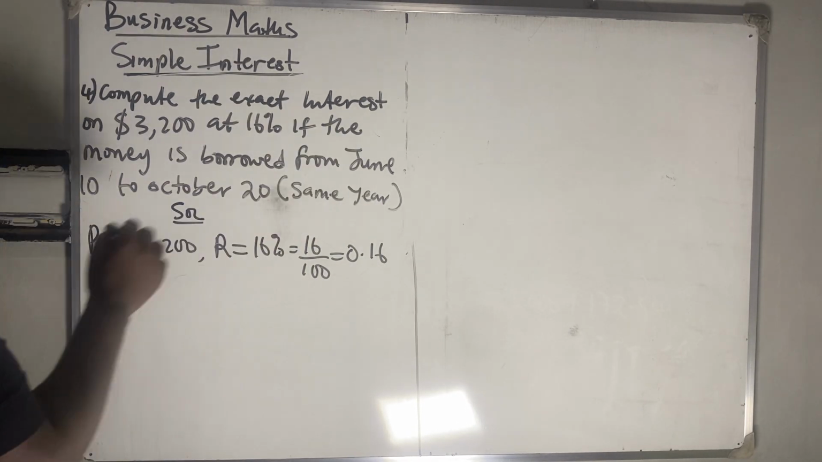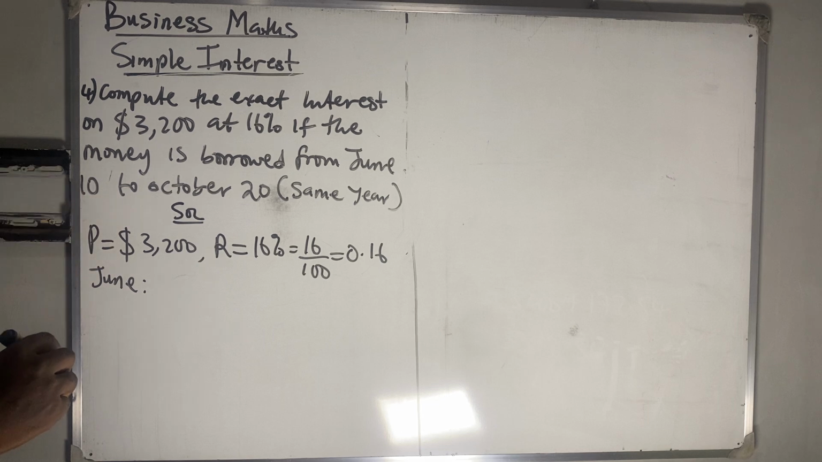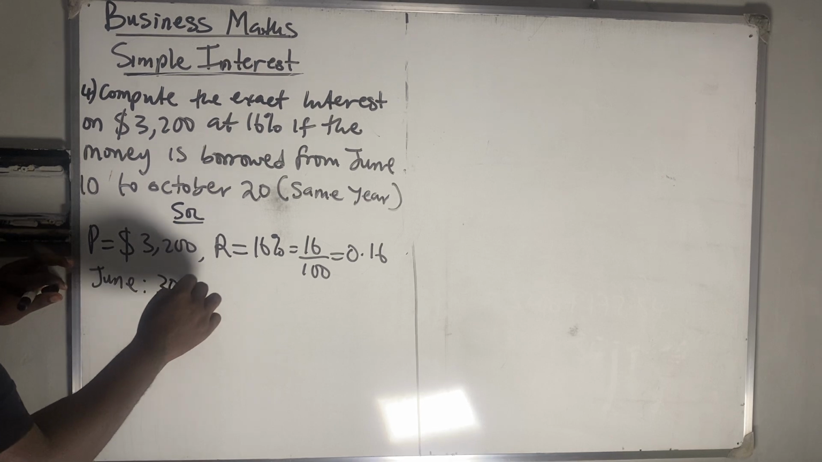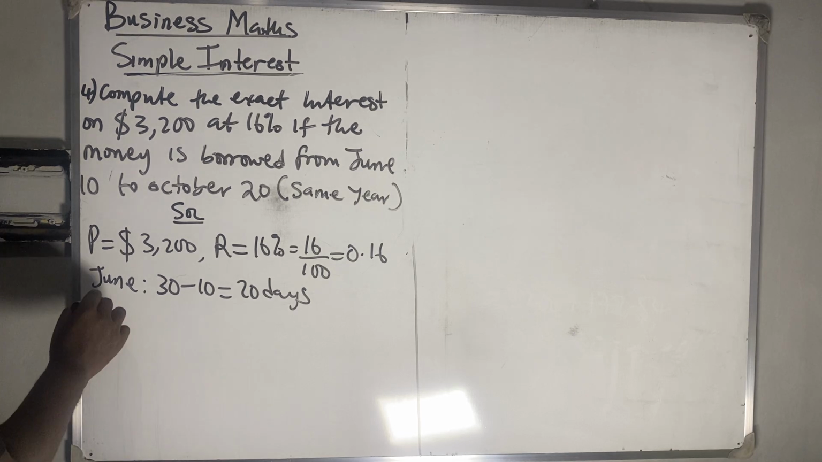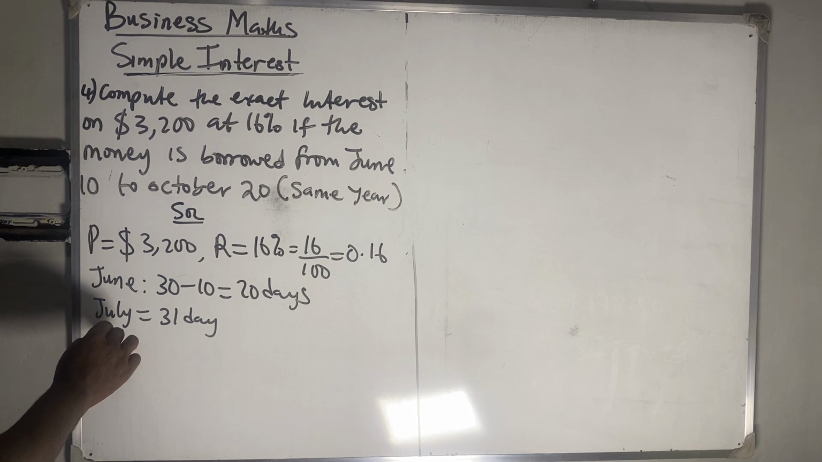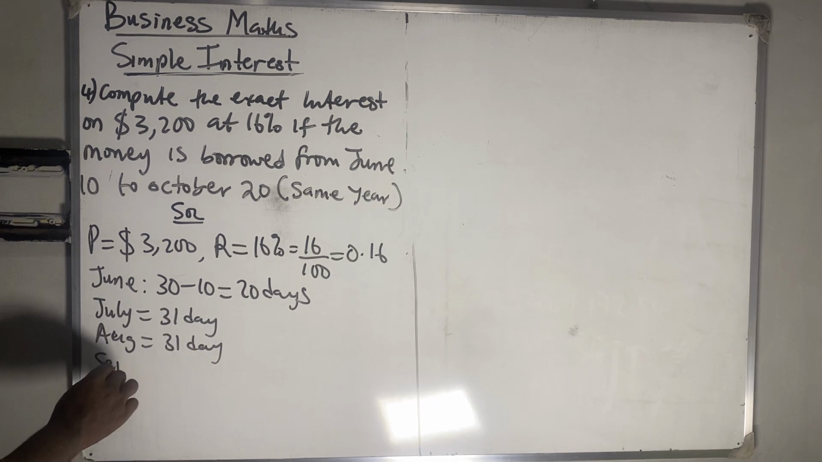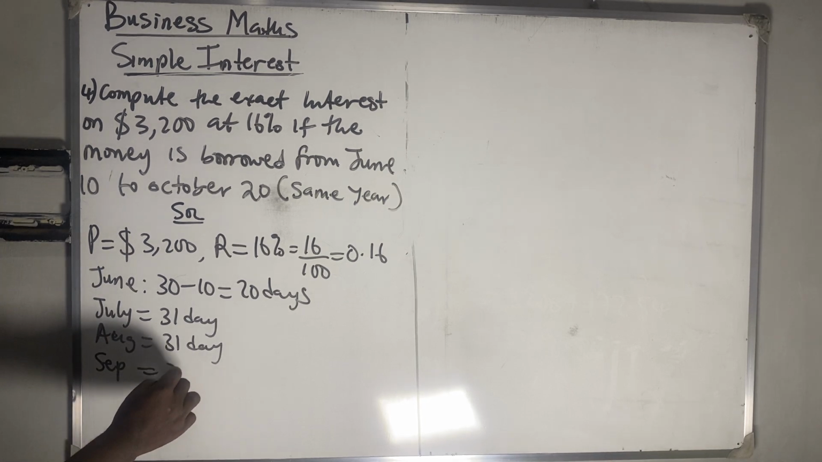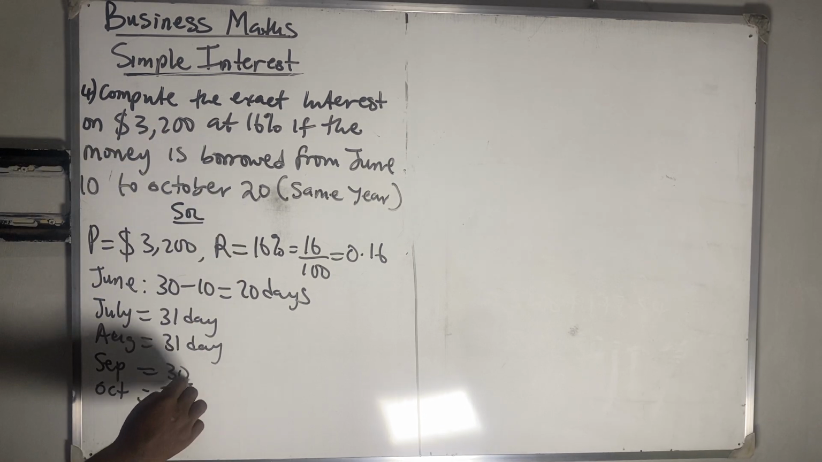Now the time here starts in June. For June, he started from the 10th of June, so we need to subtract this 10. Thirty days has September, April, June, and November, so June is 30 days. We say 30 minus 10 gives us 20 days. Then June, July, and we know that July is 31 days. July, August. August is still 31 days. August, September. September is 30 days. So then October. In October, he used only 20 days.